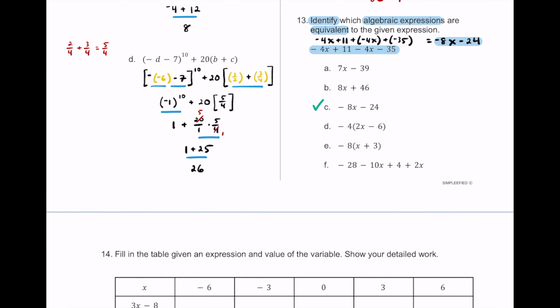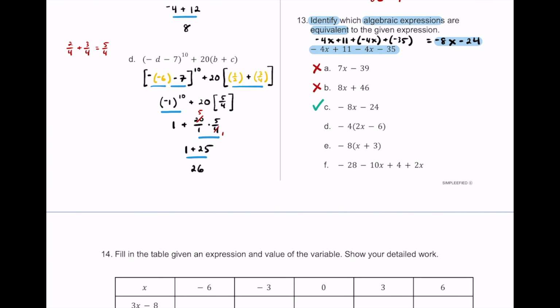If you look at A, it looks like it's simplified. We have 7x minus 39. You can see here that these coefficients do not match, and also the constant terms do not match. So we can know right away that these are not the same expressions. Similarly for B, you can notice that this coefficient of 8 does not match this negative 8, and this negative 24 does not match this 46, so these are also not equivalent expressions.